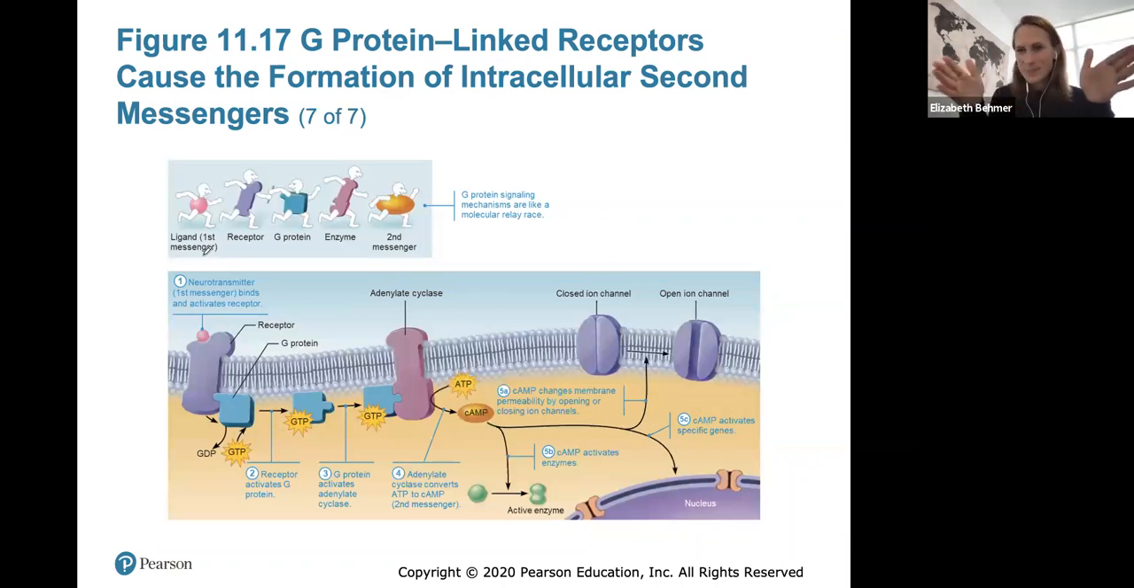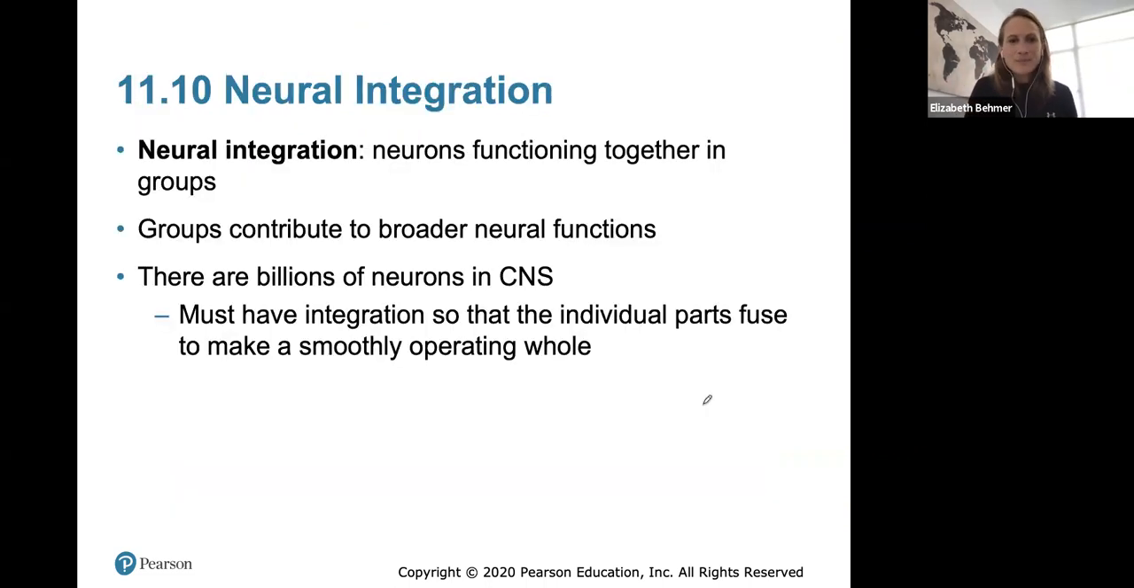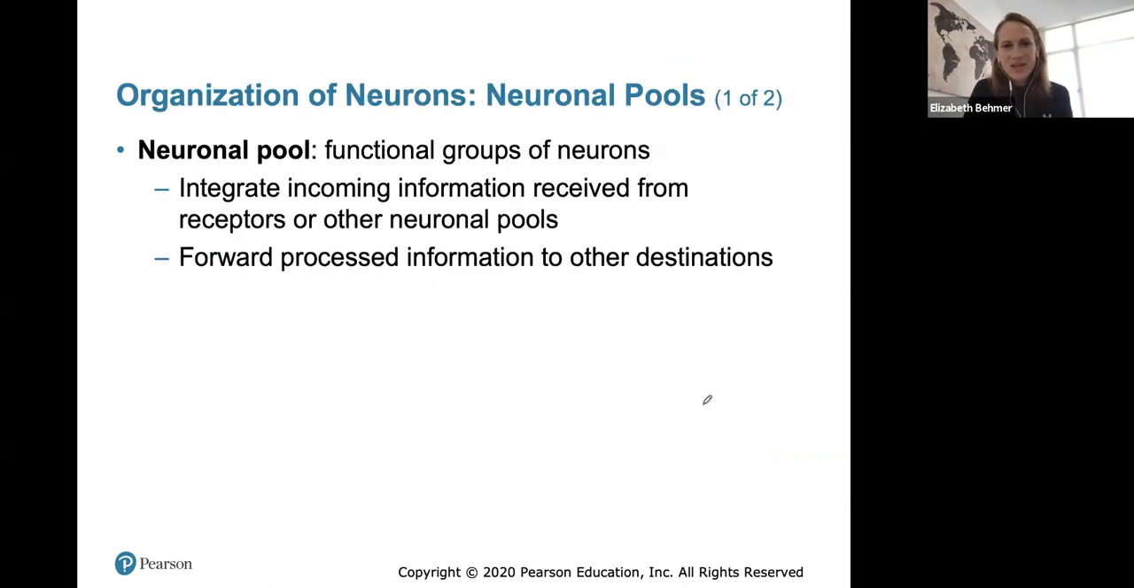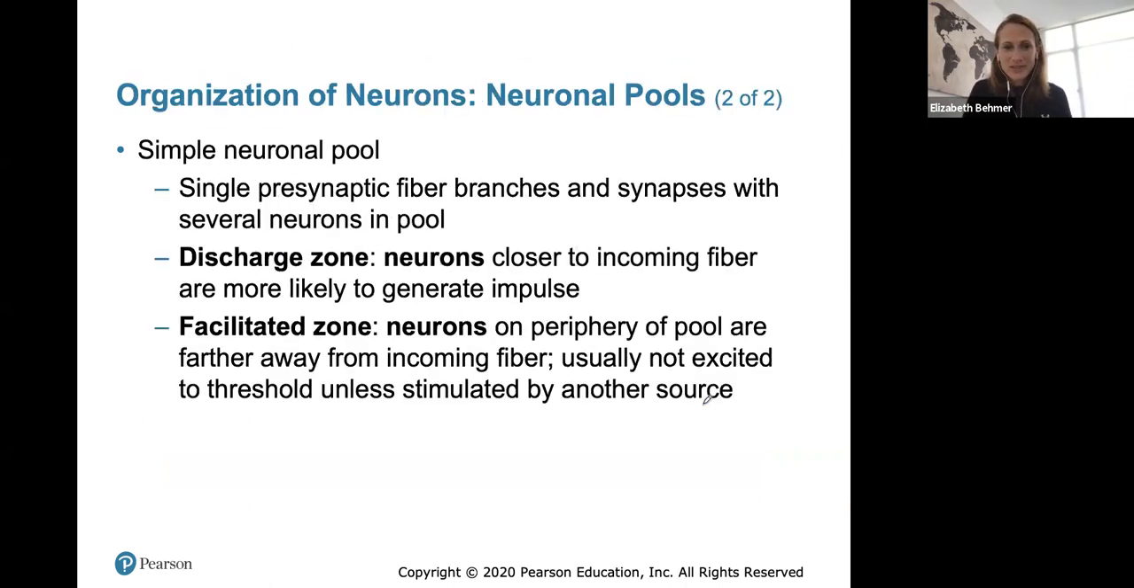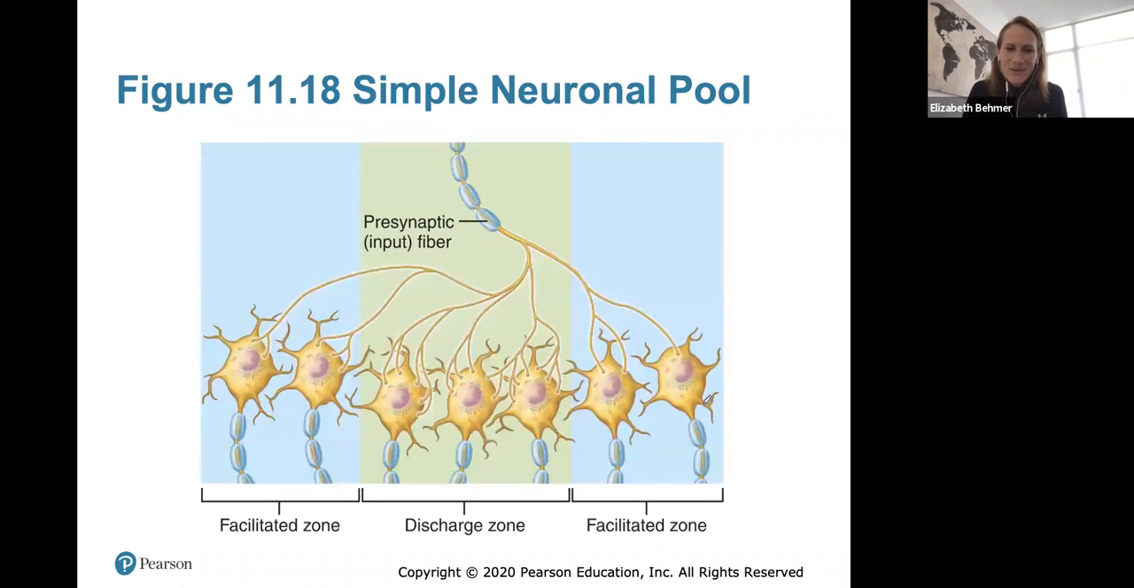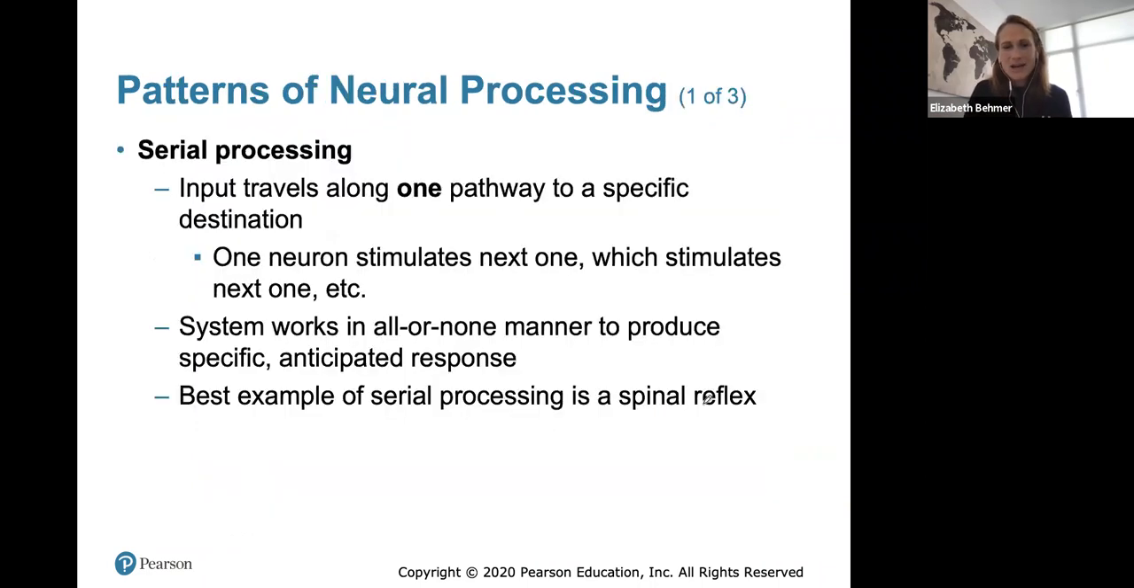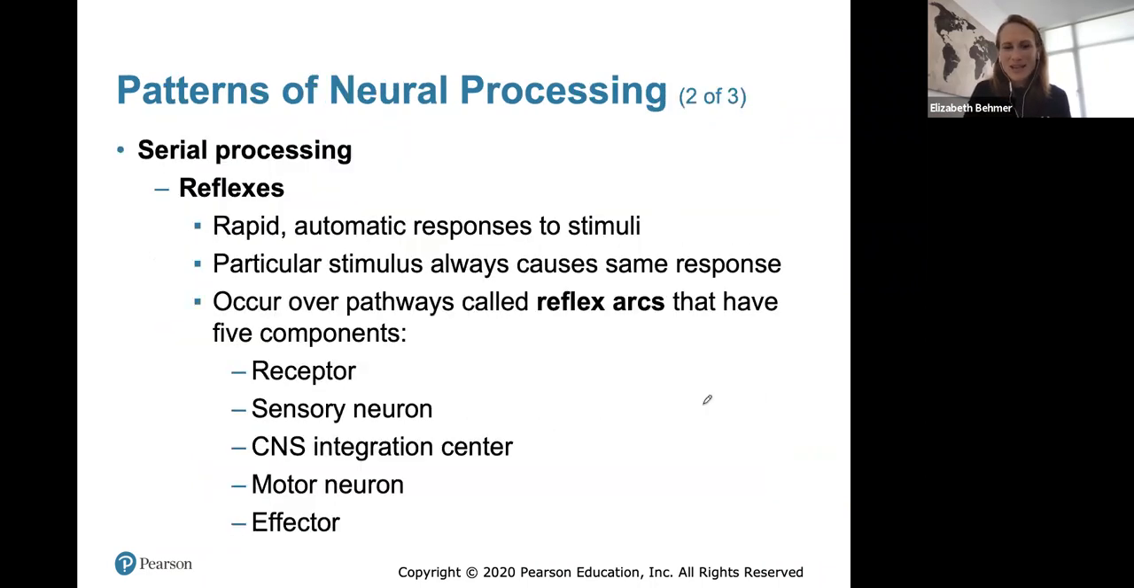You don't have to know all the steps to this, but just know it's kind of like this relay mechanism where one thing activates something else, where the end product, this is cyclic AMP or cAMP, can have several different effects throughout the cell. Neural integration is neurons functioning together in groups. Neuronal pool is the functional groups of neurons. And again, I won't ask you guys too much about this, but your neurons sometimes are working together in groups or pools to process from one pathway to the next.